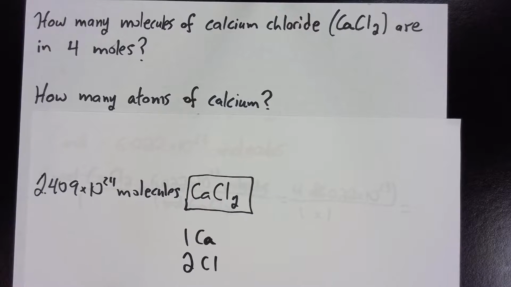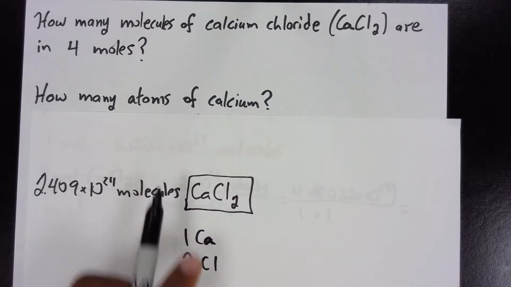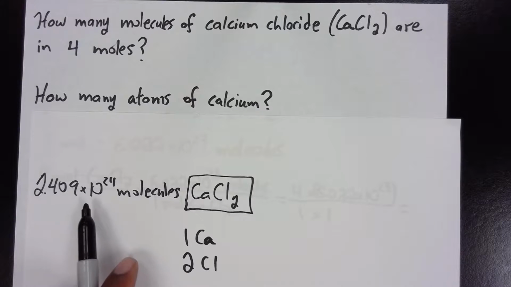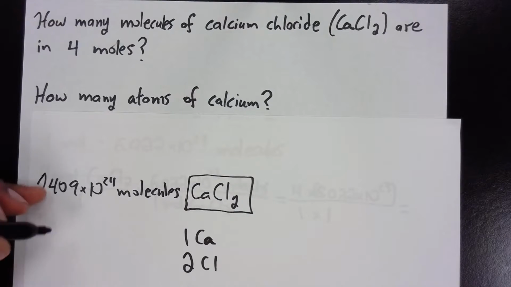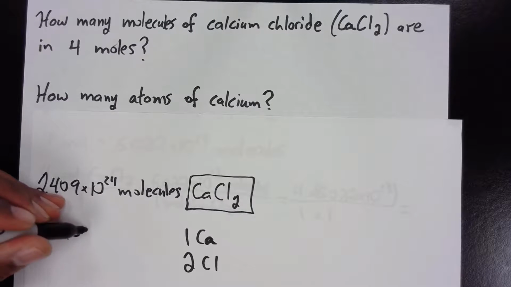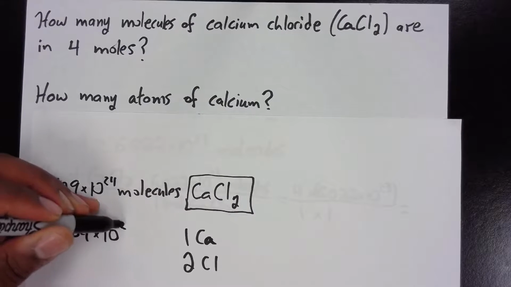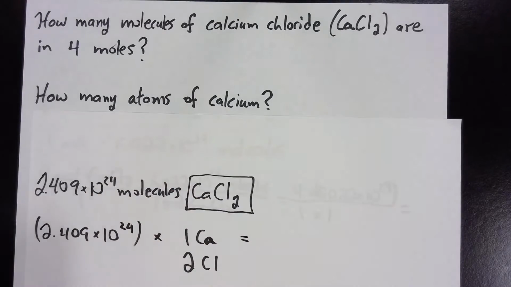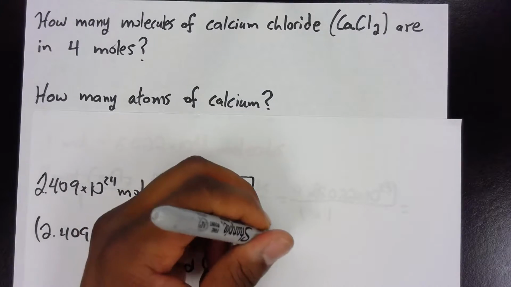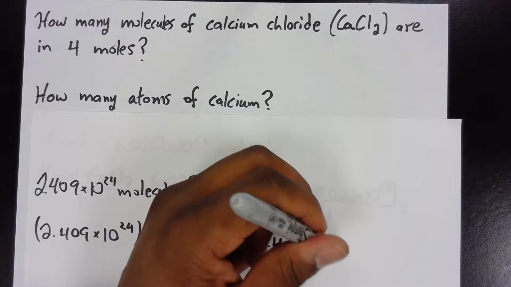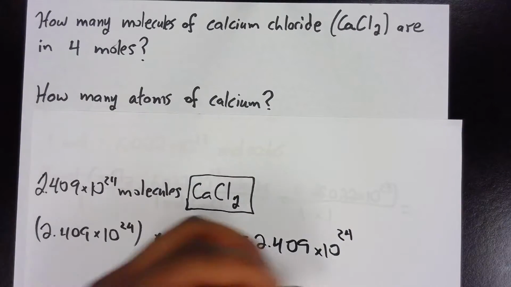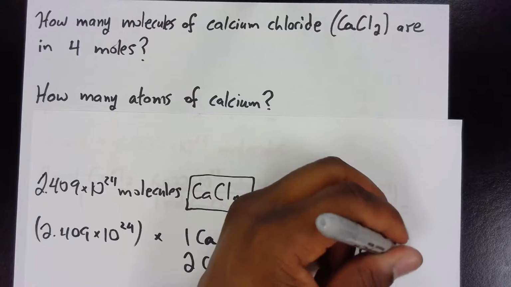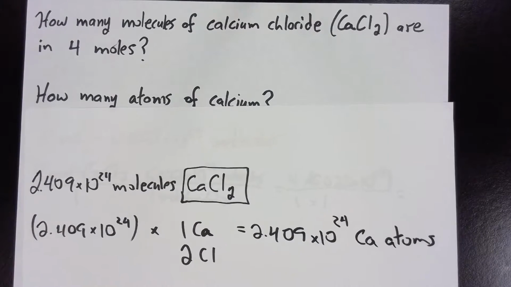So if I want to find out how many atoms of calcium, I just take my 1 calcium atom times 2.409 times 10 to the 24th. So 2.409 times 10 to the 24th times 1. That's going to give me 2.409 times 10 to the 24th calcium atoms. And there we go. Very straightforward.